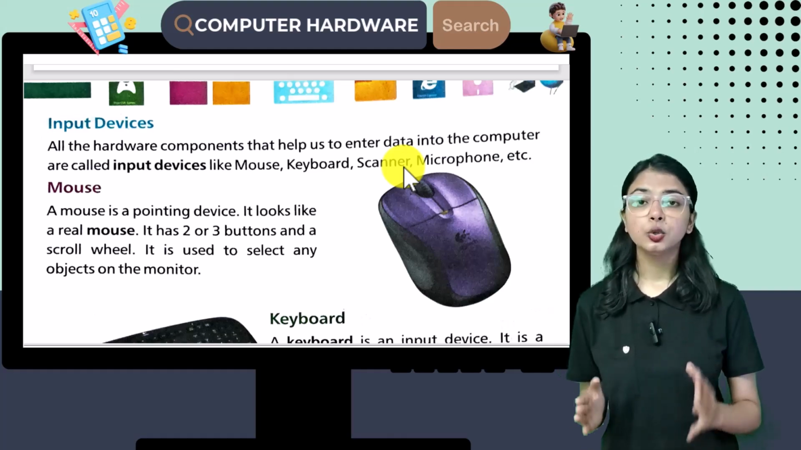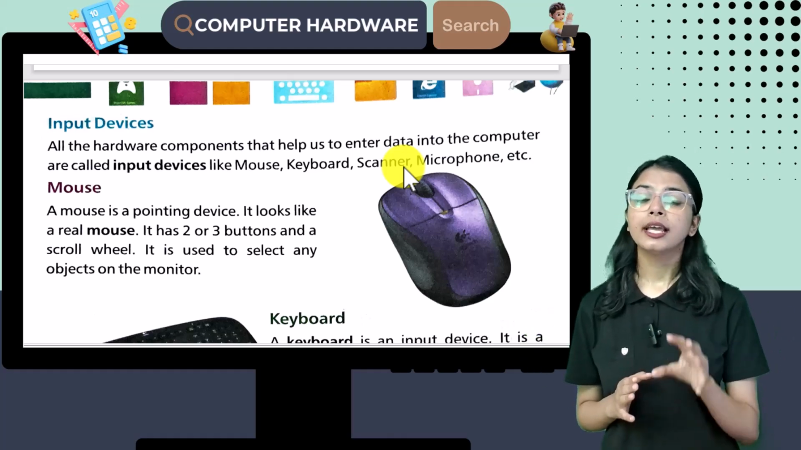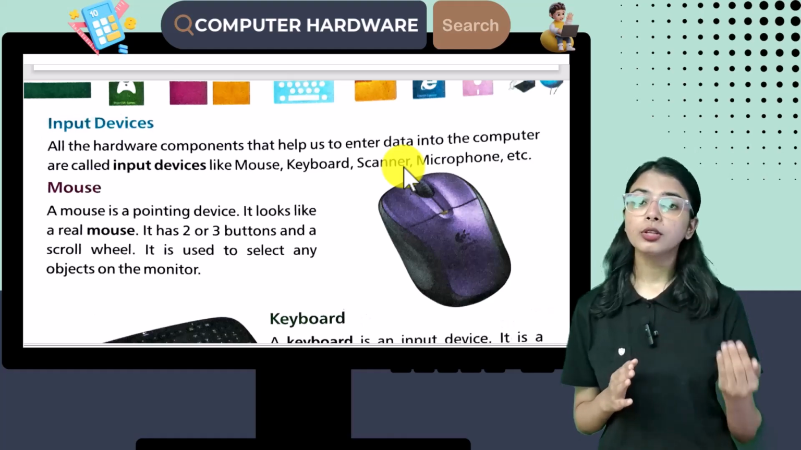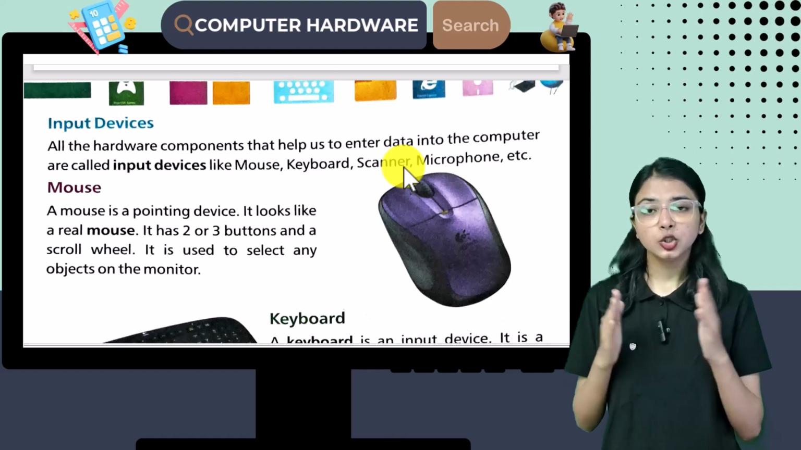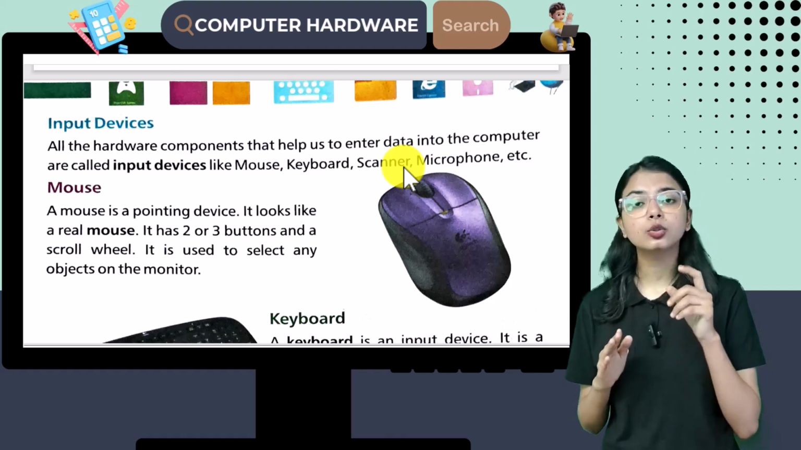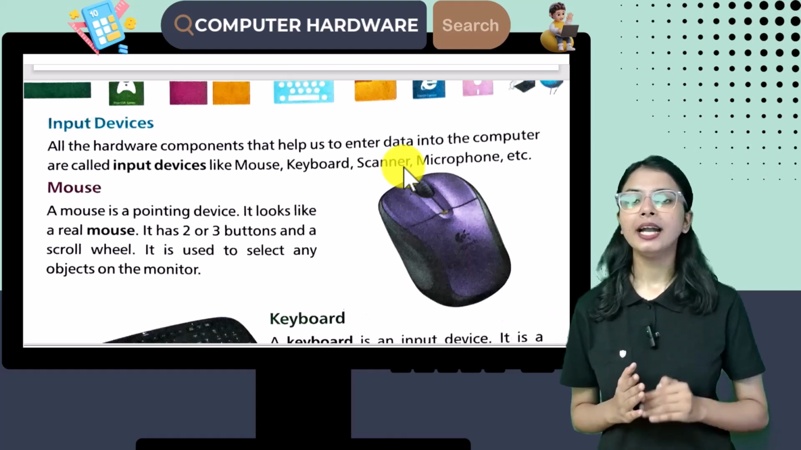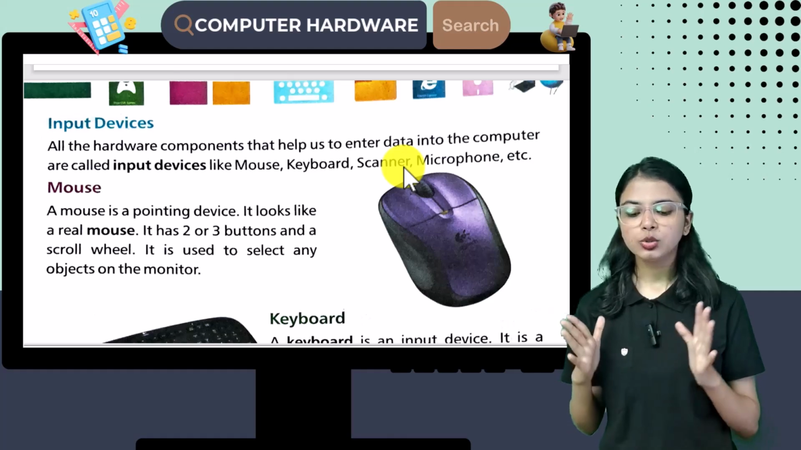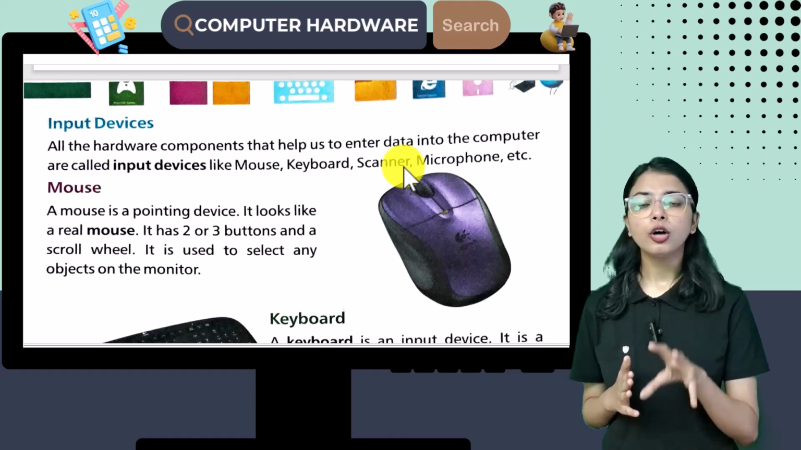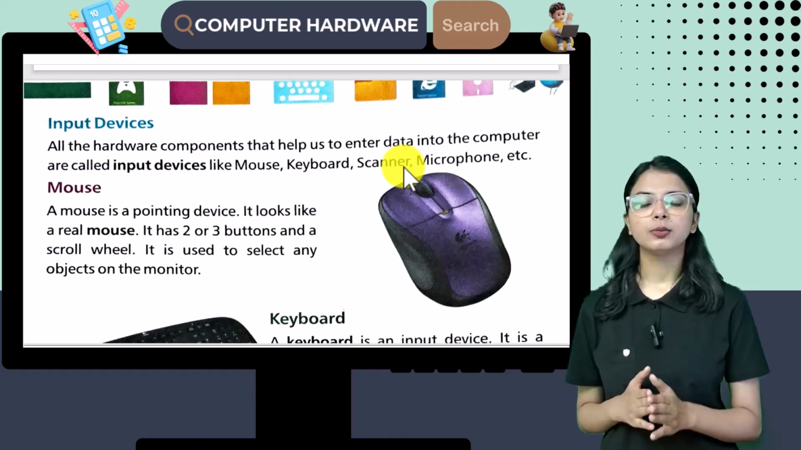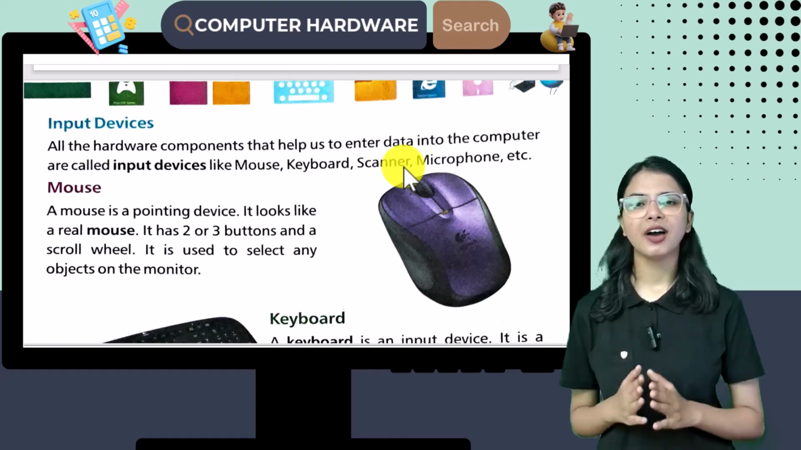It has 2 or 3 buttons and a scroll wheel. Okay, so this mouse can have 2 buttons or 3 buttons, and a scroll wheel. Between these 2 buttons there is always a scroll wheel in the mouse which helps you to scroll your page up and down. Okay, students, it is used to select any objects on the monitor. If you want to select any object on the monitor, you can select that object with the help of mouse. So here you have studied about the input device, that is mouse.